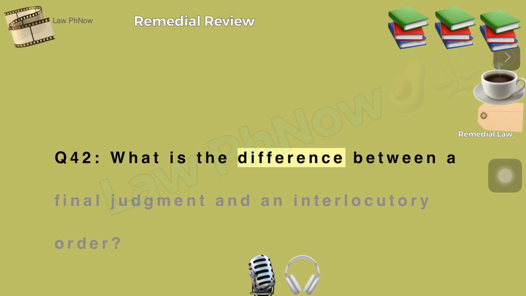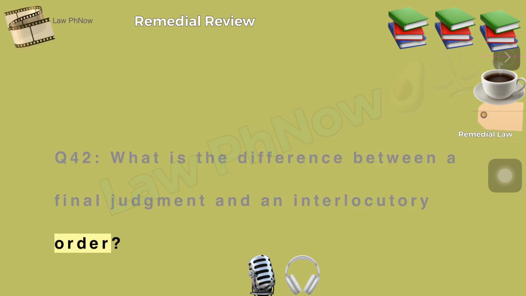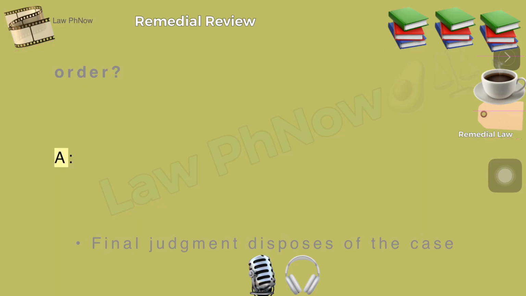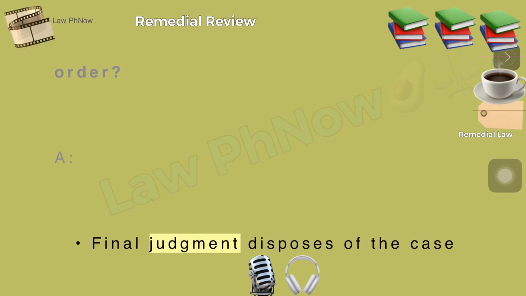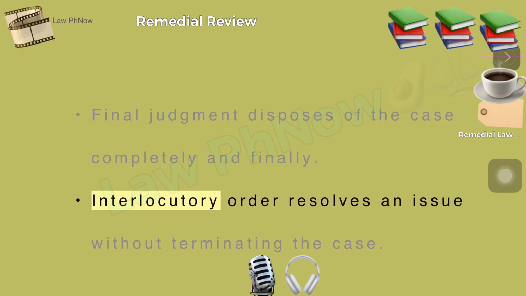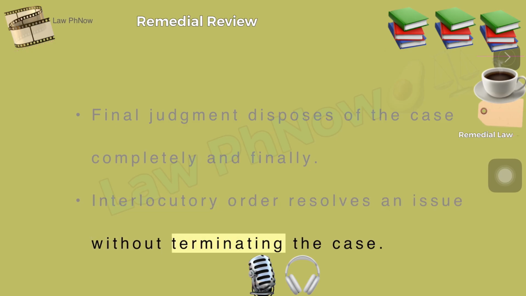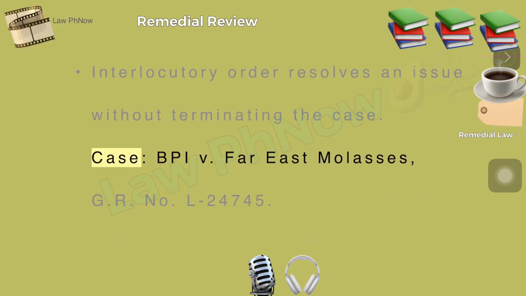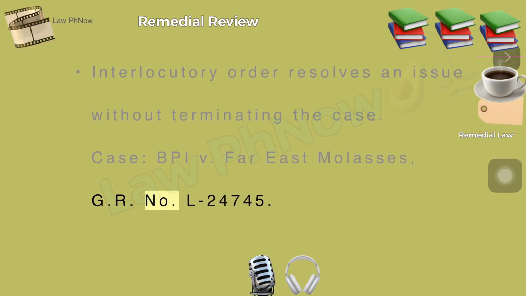Q42. What is the difference between a final judgment and an interlocutory order? A. A final judgment disposes of the case completely and finally. An interlocutory order resolves an issue without terminating the case. Case: BPI v. Far East Molasses, G.R. No. L-24745.